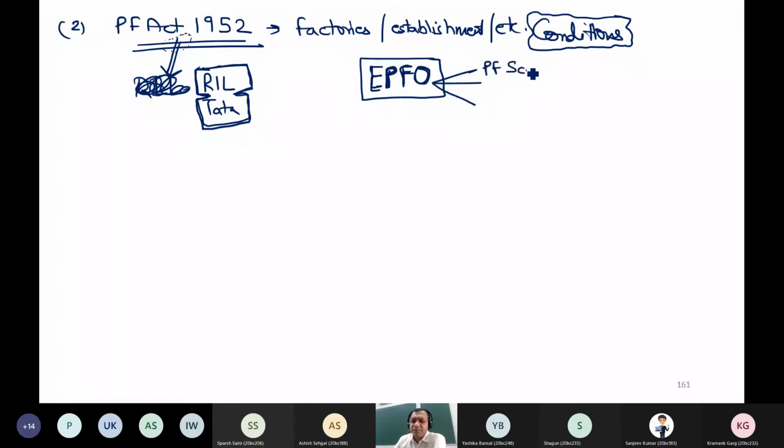The PF scheme 1952, then a pension scheme, and one another scheme is also covered. I have forgotten that name, but that is not relevant for us. In this big organization we have around 15 crore employees, mostly factory employees or some company employees.